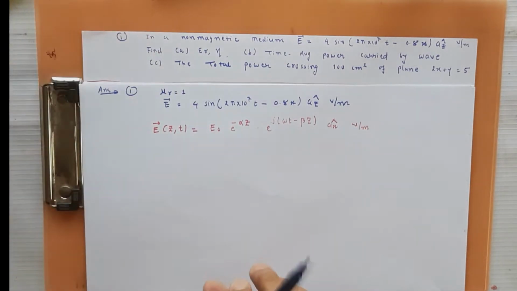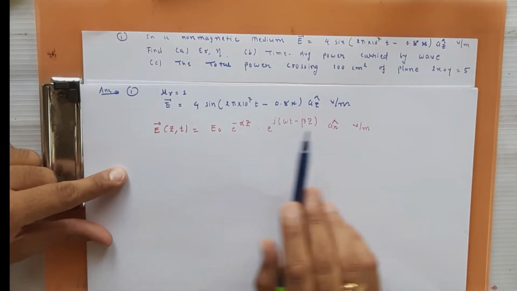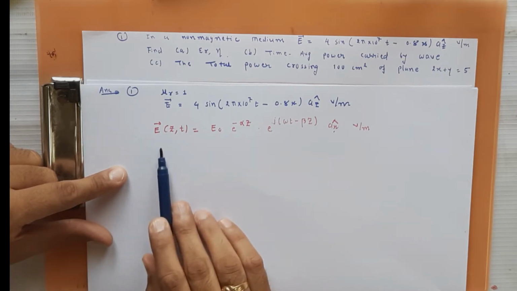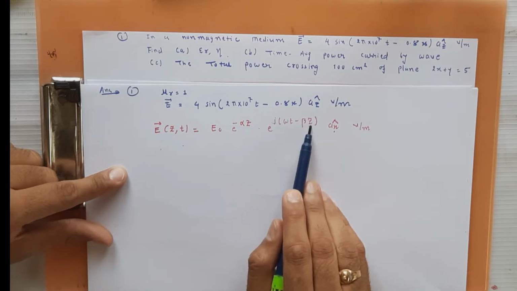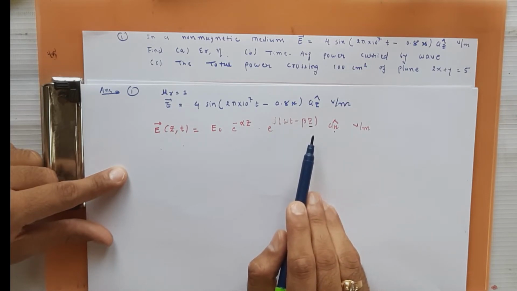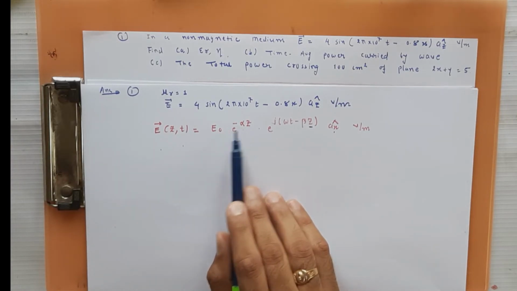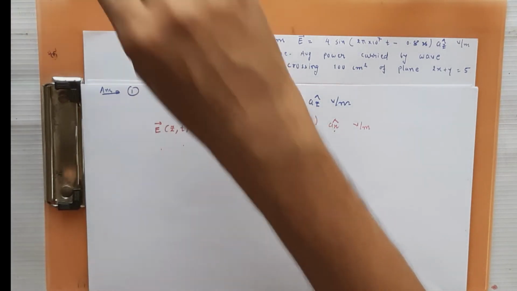Here our assumption is that the electric wave is present in the x direction. Similarly the magnetic wave is present in the y direction, and z indicates the propagation direction of the wave. Alpha is the attenuation constant, and E0 is its maximum value. Now I have to simplify this equation.